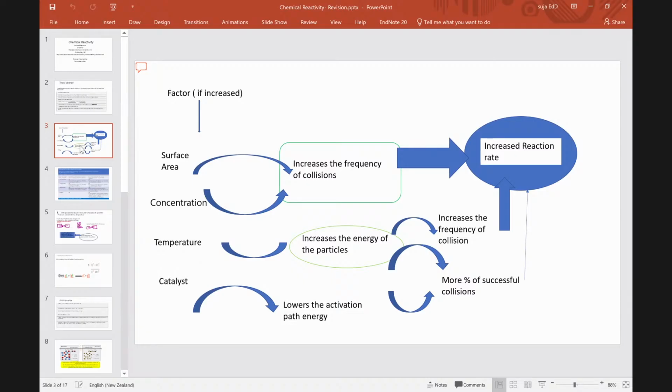Catalyst, what it does is lower the activation energy. That means the minimum energy needed for a reaction to take place has been lowered. Therefore, the percentage of successful collisions can increase, thus leading to an increased reaction rate.